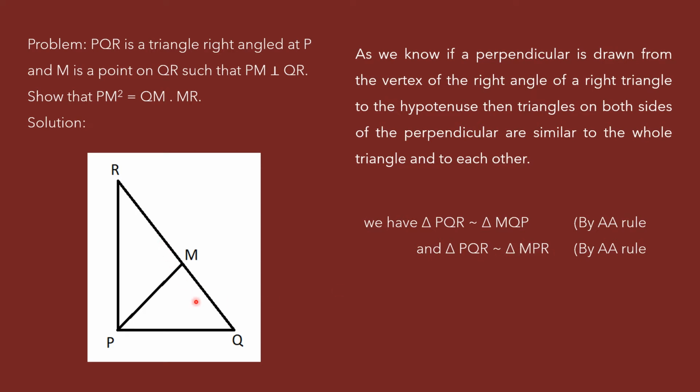Each small triangle is similar to the large triangle. Now when the two small triangles are similar to the large triangle, automatically the two small triangles are also similar. Therefore triangle MQP is similar to triangle MPR. Then we can use the corresponding sides are proportional. MQ by MP is equal to MP by MR. Other ratios will be there, but I am taking the ratio which involves MP and PM because I need PM square. Okay, go for cross multiplication. PM square is equal to MQ into MR, which is the required statement you have to prove.